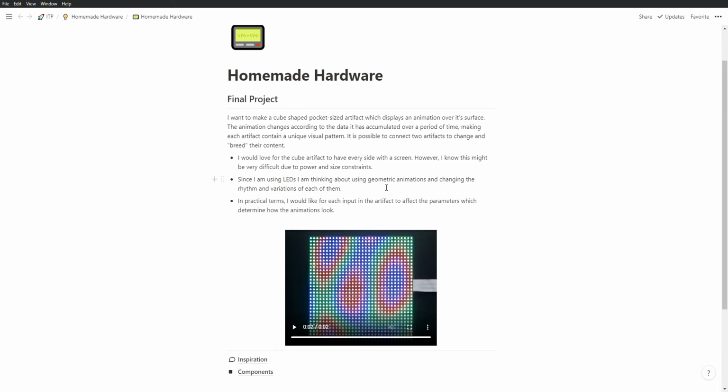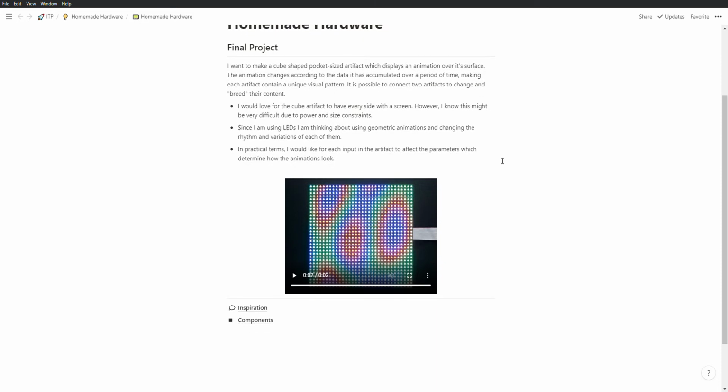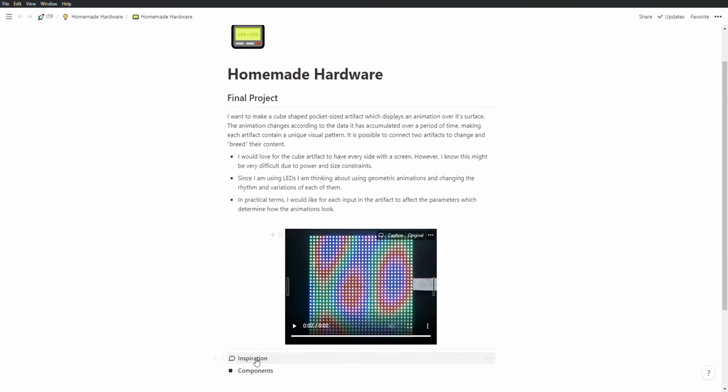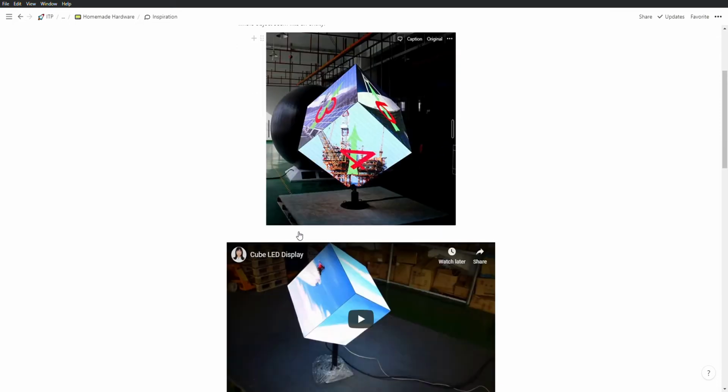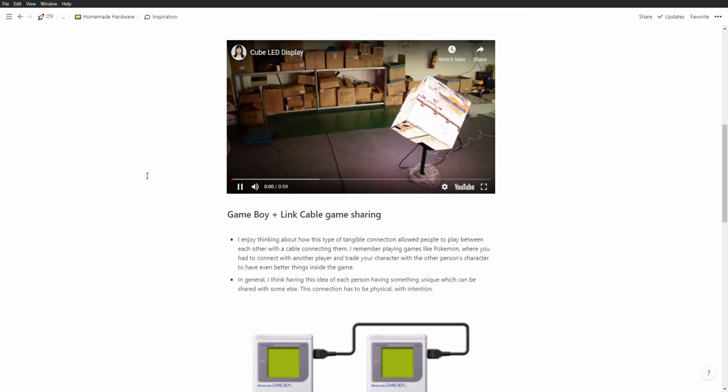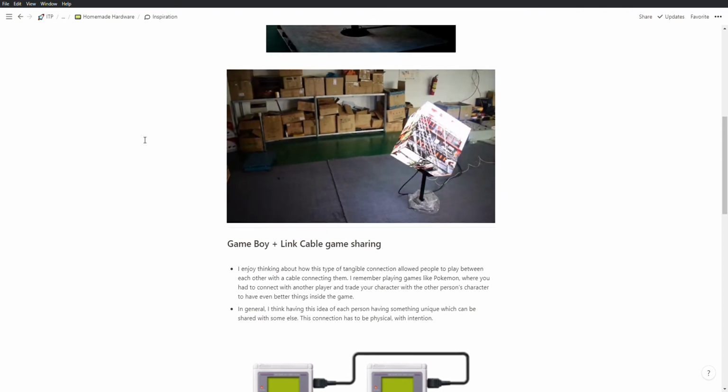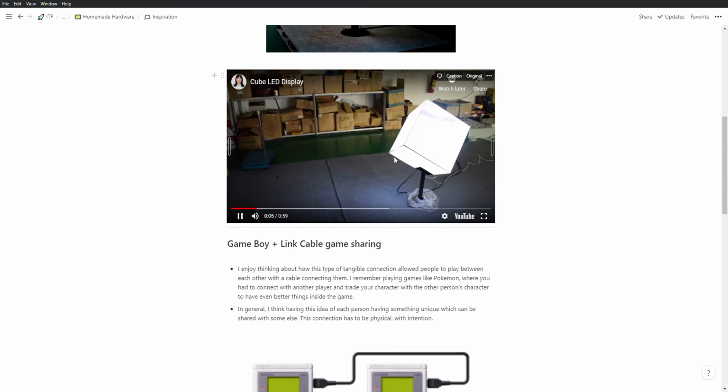I would love for the cube to have a screen on every side. I know this might be difficult because of power and size constraints. I want to use geometric and linear animations, something I can program simply or at least more easily. And since it's going to be an array of LEDs, as inspiration, I found this LED cube. It's an idea I've been playing with for a while, and I'd love to do it. Obviously, this is a bigger scale. This is how it looks in movement. I want something that's obviously more low-tech and smaller.